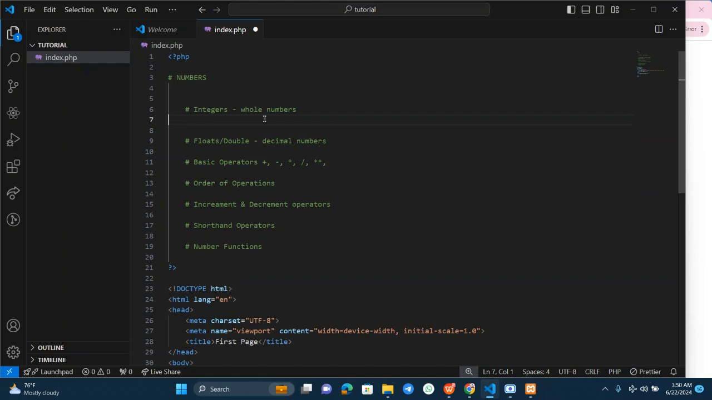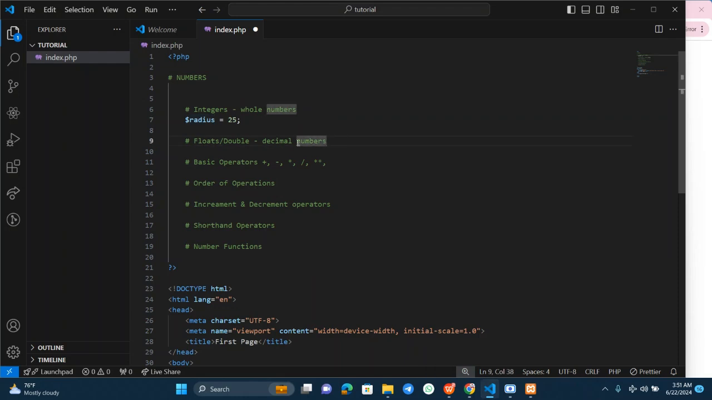So for integers, let me just give you an example. Radius, to be equal to any value. Let me just give it 25. Looking at this now, this is actually a whole number, and this is the variable name. So it is assigned to this variable, radius equals 25. So this is a whole number.